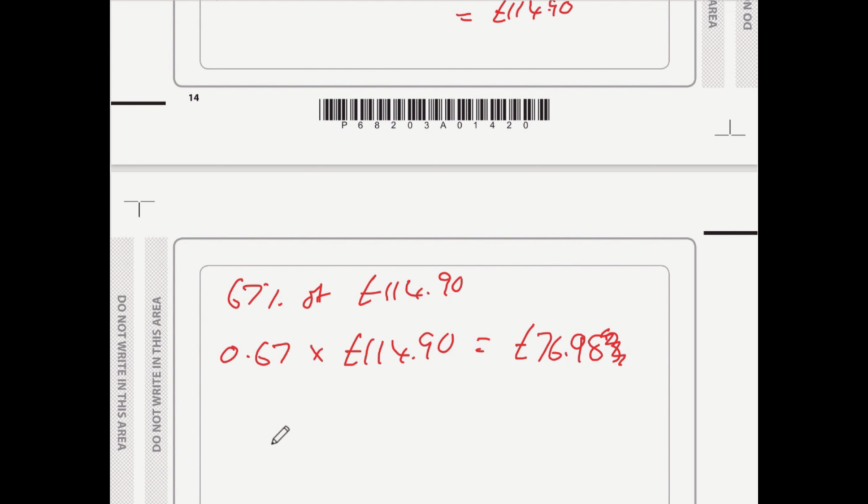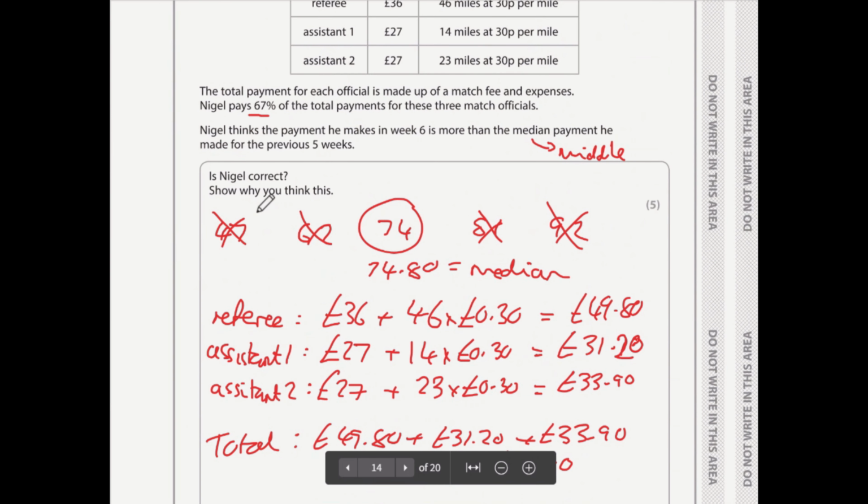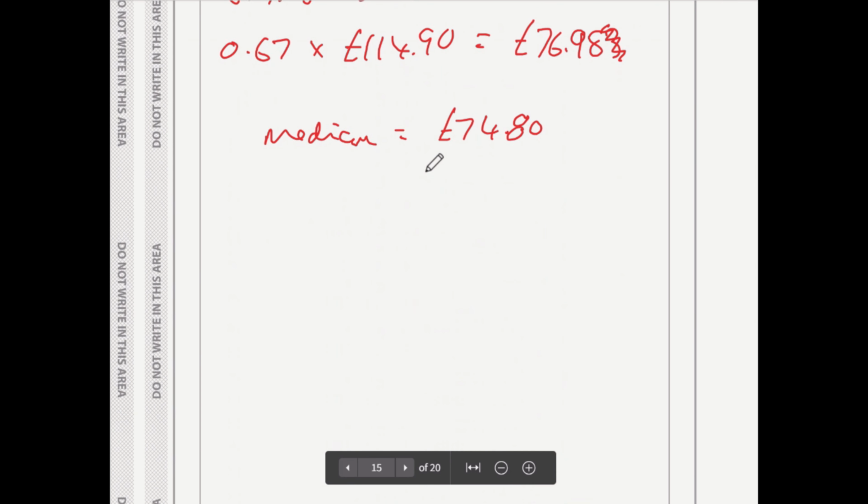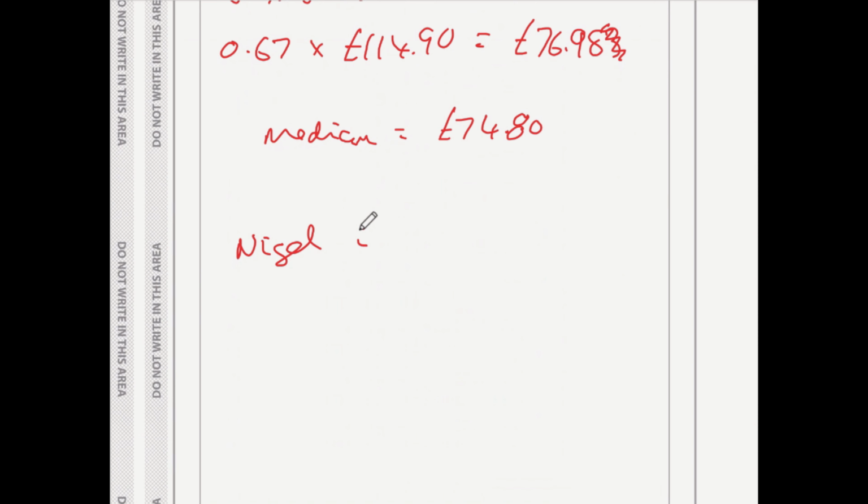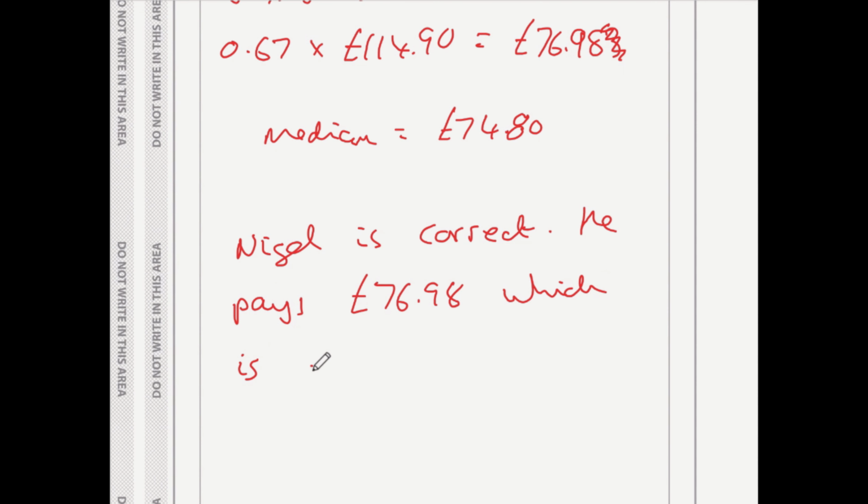The median, as we said before, was 74.80. So I've forgotten what Nigel is. Nigel correct? Nigel thinks the payment he makes in week 6 is more than the median. Yeah, so Nigel is correct. He pays £76.98, which is greater than £74.80, and done.